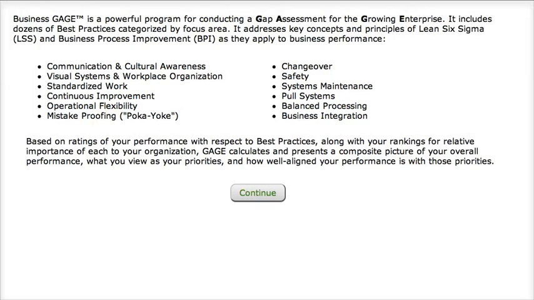A question we often get is, what types of business can benefit from it? Since these best practices have evolved from the disciplines of Lean Six Sigma and business process improvement, they really are broad enough that essentially any type of business operation can benefit. It is up to the assessment team to understand, interpret, and apply those practices to their particular business. So let's get started and take a look.